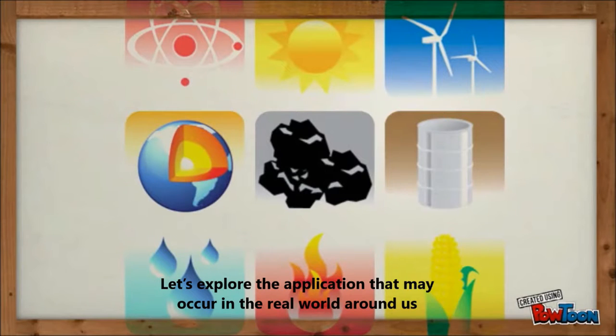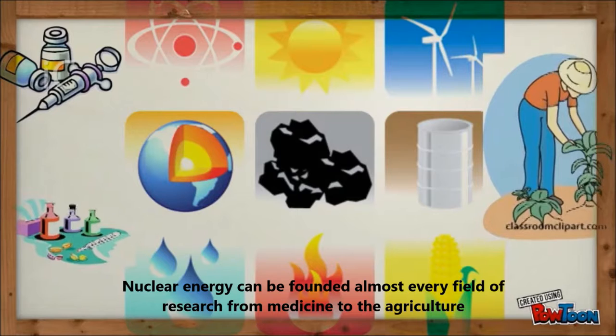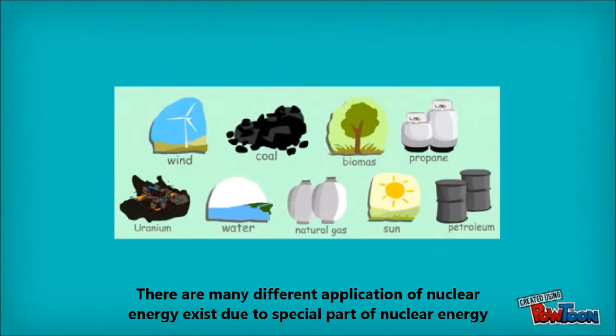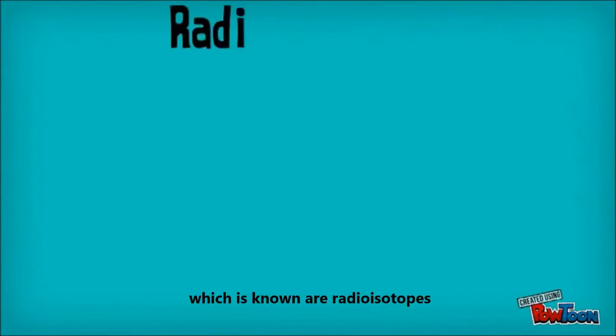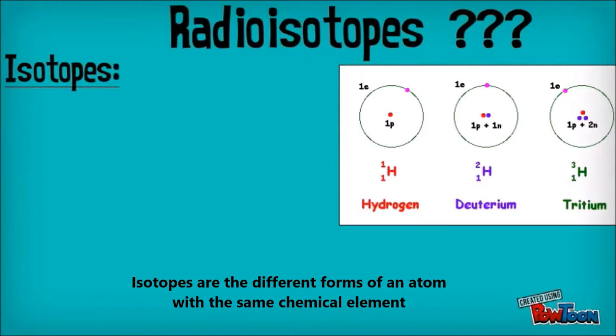Let's explore the applications that may occur in the real world around us. Nuclear energy can be found in almost every field of research, from medicine to agriculture. There are many different applications of nuclear energy due to a special part of nuclear energy, which is known as radioisotopes. What are radioisotopes?